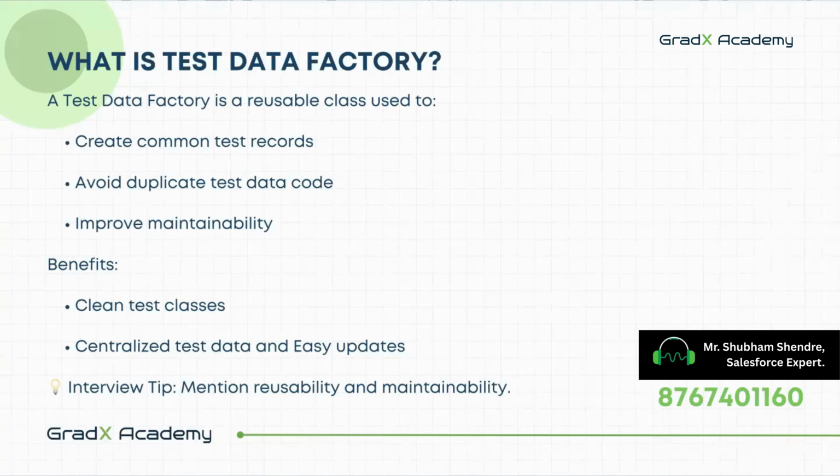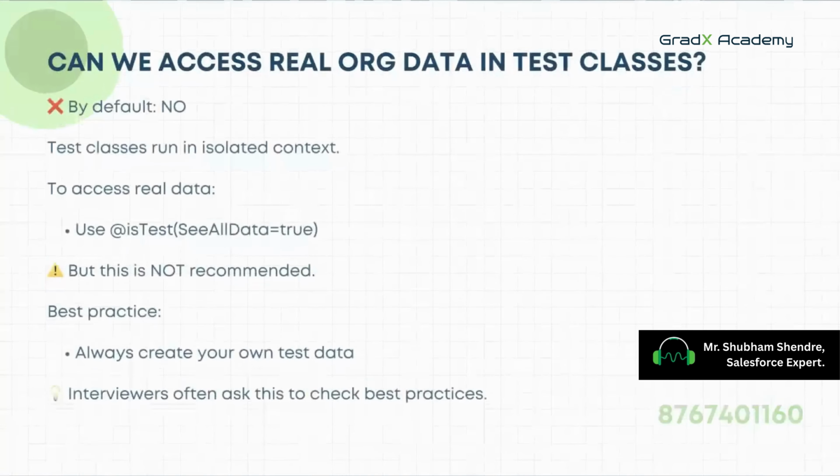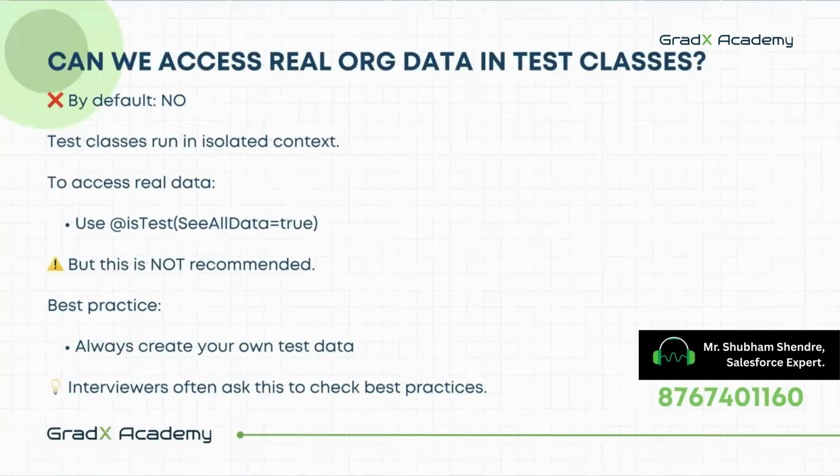the test class. The next question is, can we access the real org data in the test class? By default, the answer is no, right? As we all know, test data is different from the actual org's data. Test classes run in an isolated context, right? To use the real data, use the @isTest annotation, and inside that we have to set seeAllData=true, right?